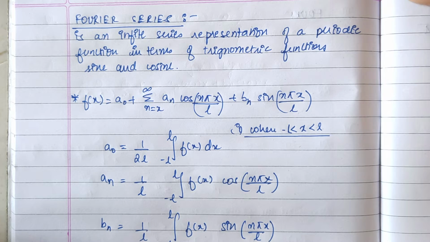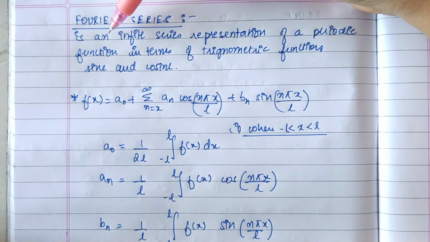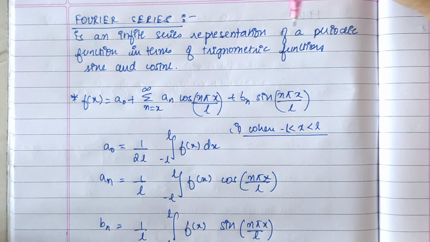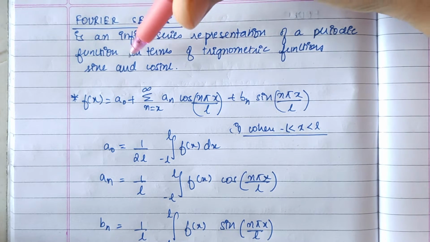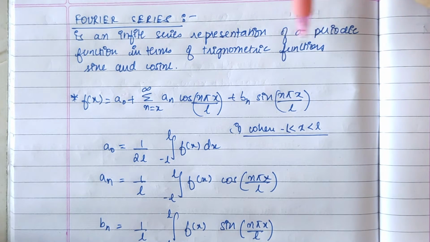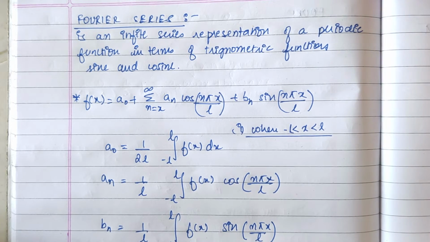Let us quickly go through the theory part of the Fourier series. The Fourier series is an infinite series representation of a periodic function in terms of trigonometric functions sine and cosine. You already know what a periodic function is: it repeats itself at regular intervals. And a non-periodic function is one which does not, like the step function.